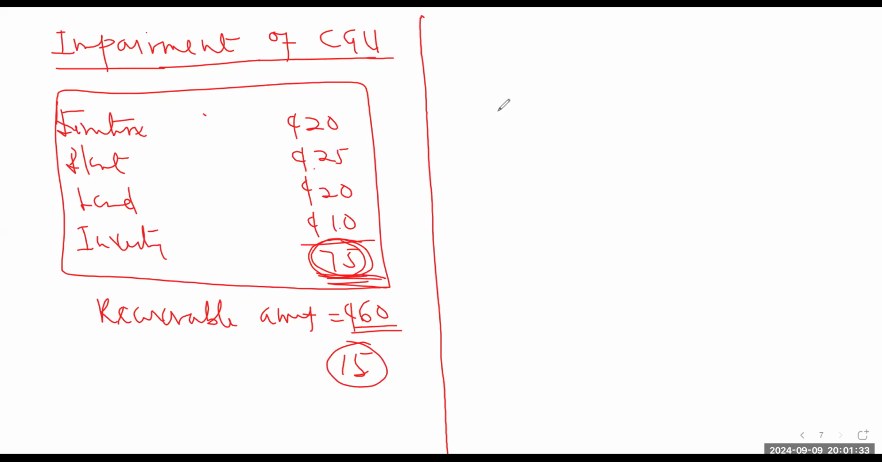But sometimes there can be certain assets in this particular unit that will automatically impair.